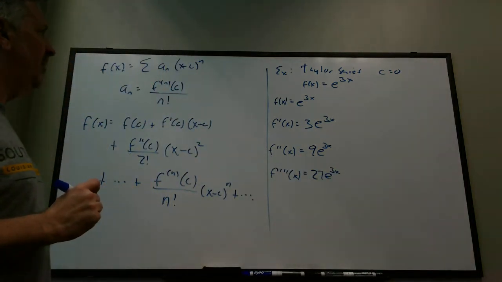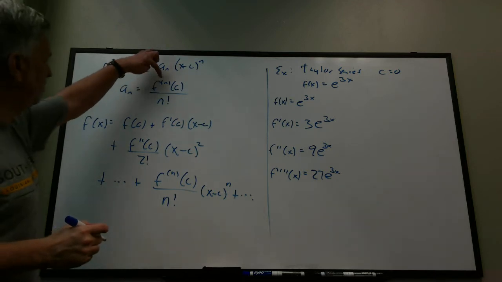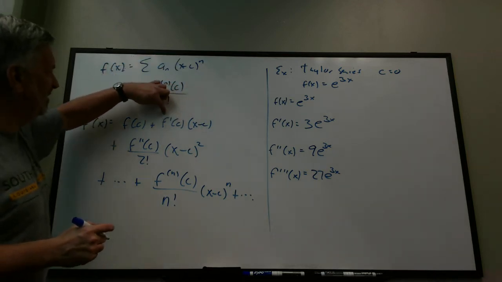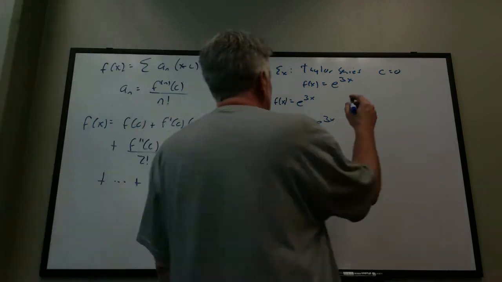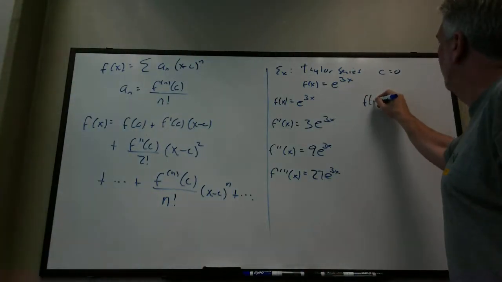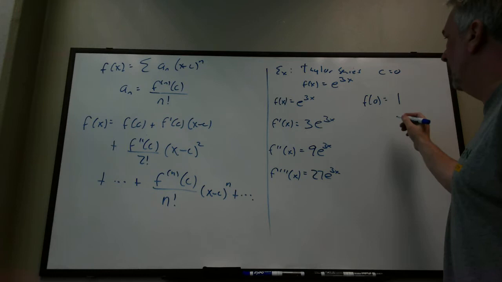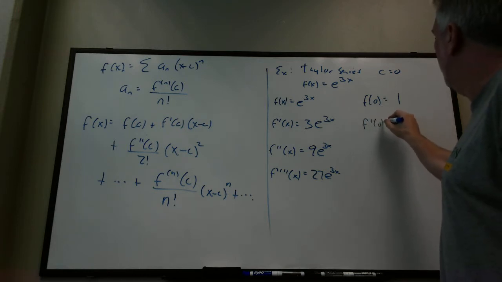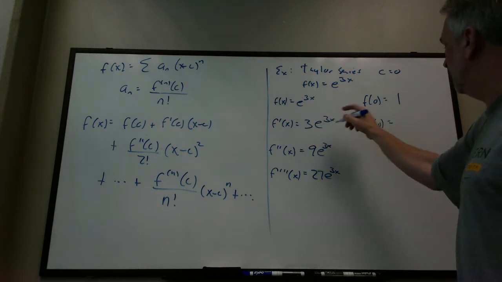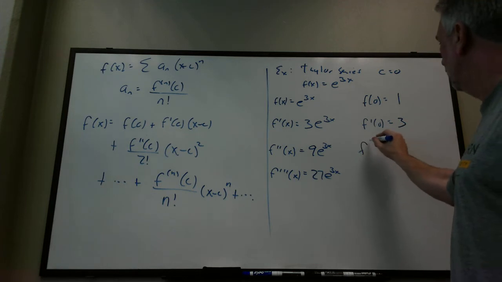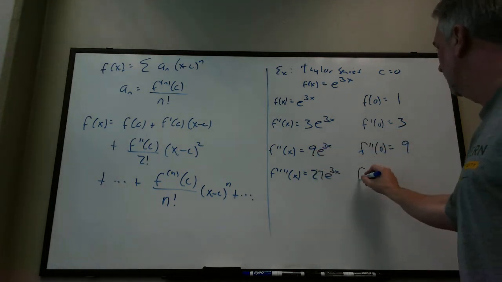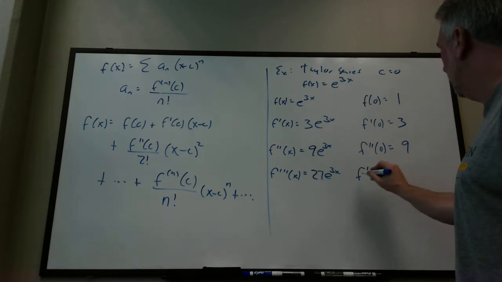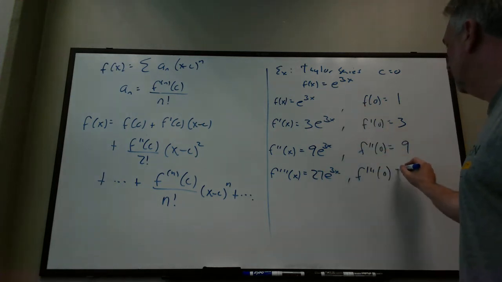Okay? Now remember what we have to do. Remember the coefficients, you plug c into the function and all the derivatives. So we're plugging 0 in here. So then f of 0, e to the 0 is 1. f prime of 0, e to the 0 is 1 times 3 is 3. Notice f double prime of 0. We're just getting the coefficients here in the derivative. And f triple prime of 0 is 27.